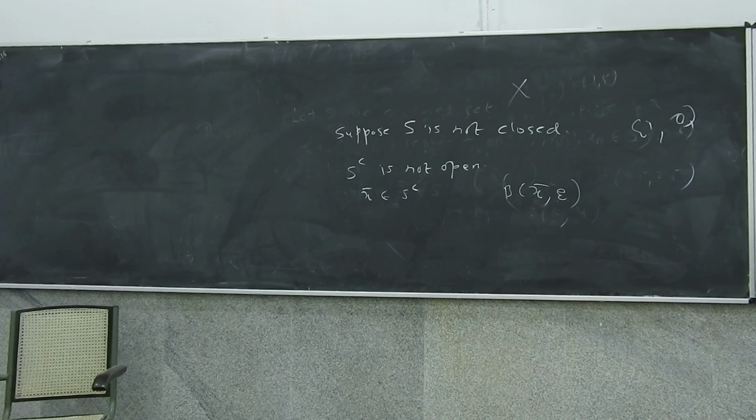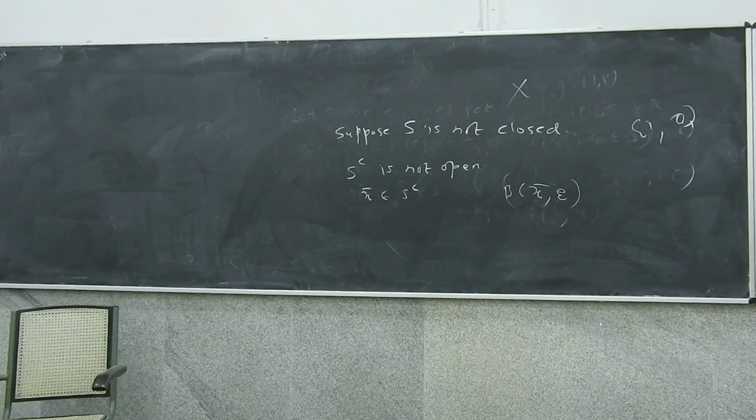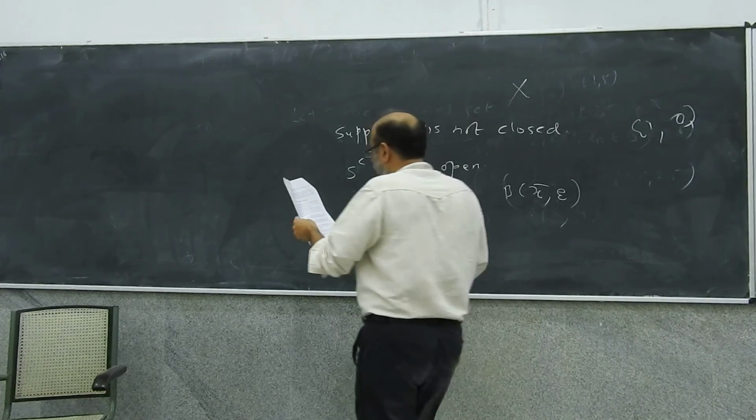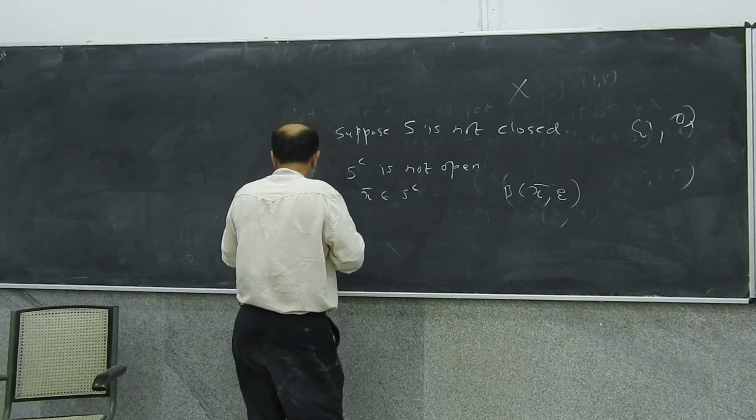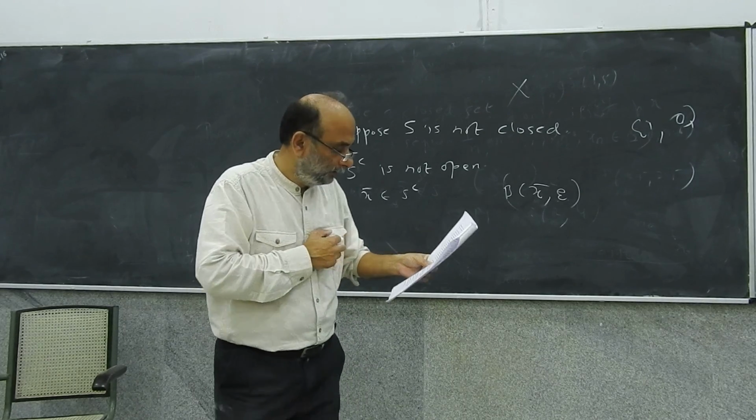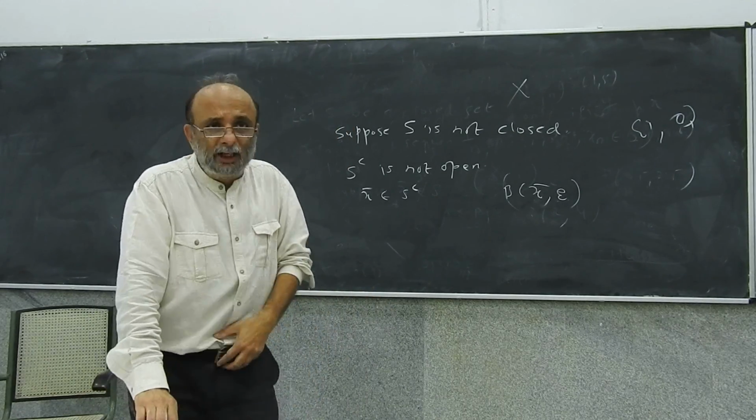Because that's the definition of X bar. X bar is a limit point. So around X bar there has to be something, but X bar belongs to S complement. Do you see a contradiction here?